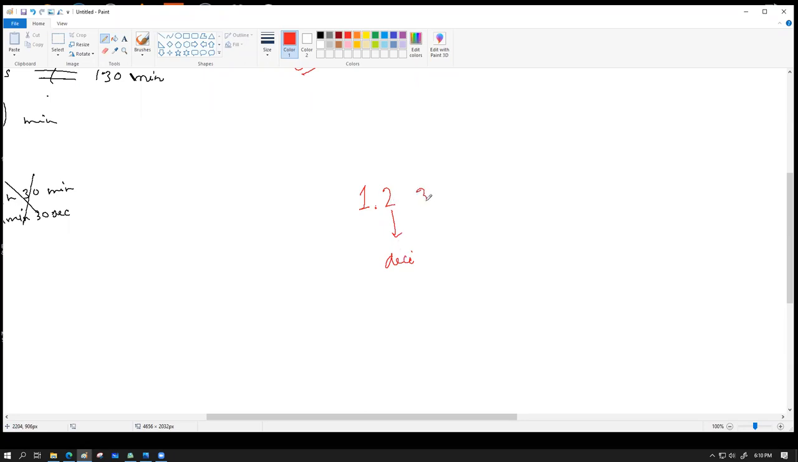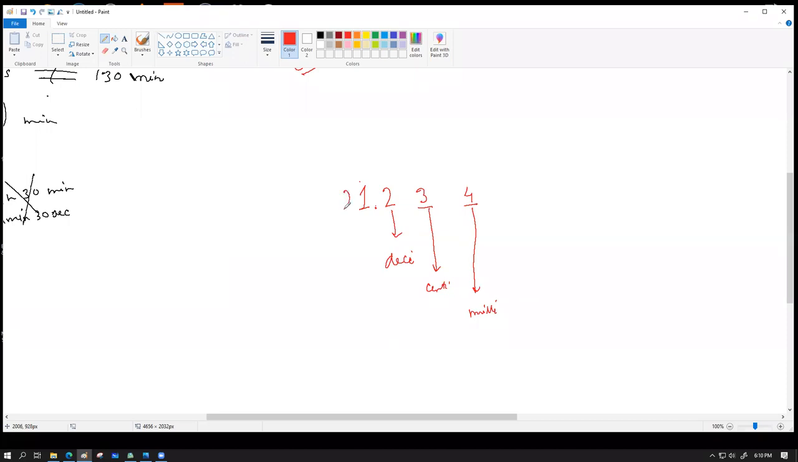The second decimal place is called centi. The third decimal place is called milli. So this is how we define this tree over here. This is unit, so this is just unit. Unit means one.